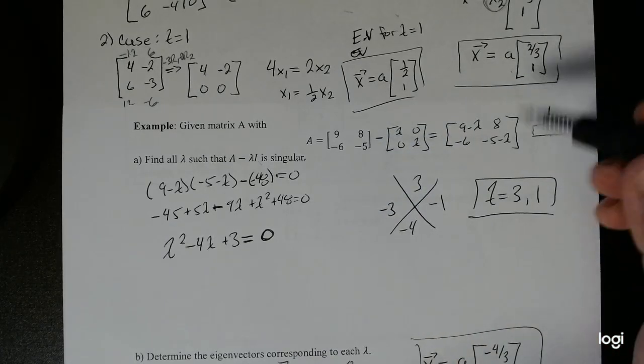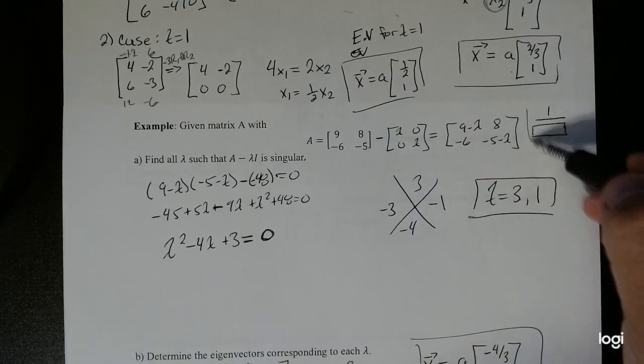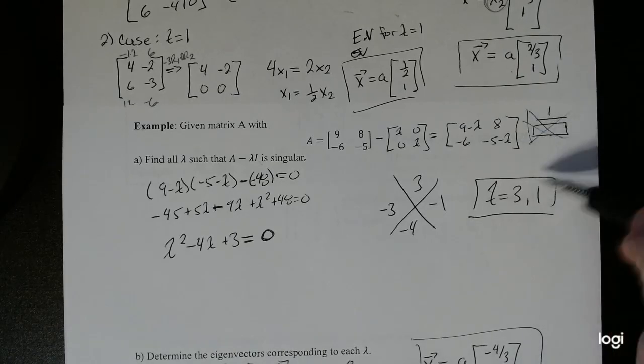Okay. The question is, well, what happens when it's a 3 by 3 or higher? And this can't do anymore, right? So we got to do something different besides that.